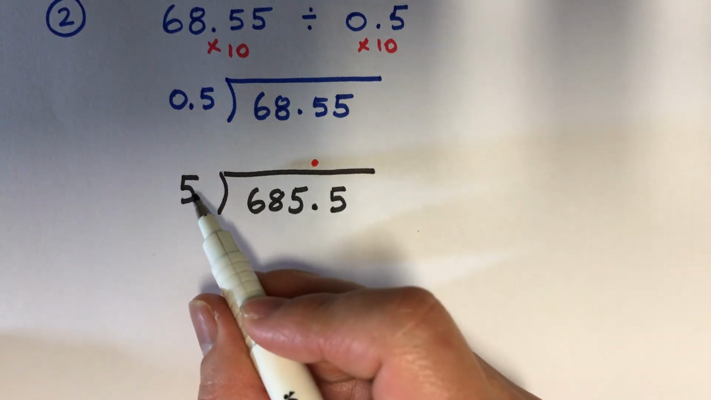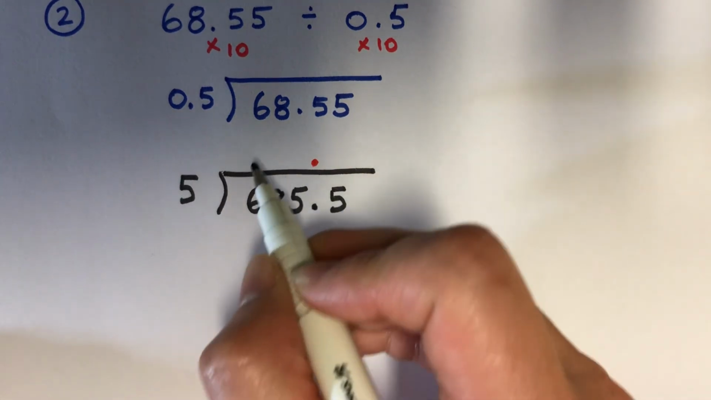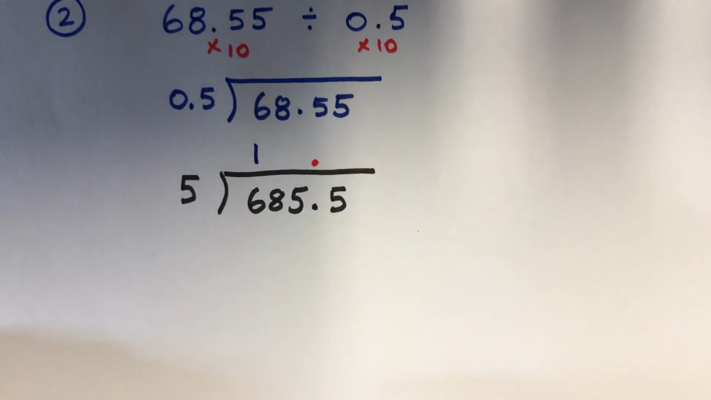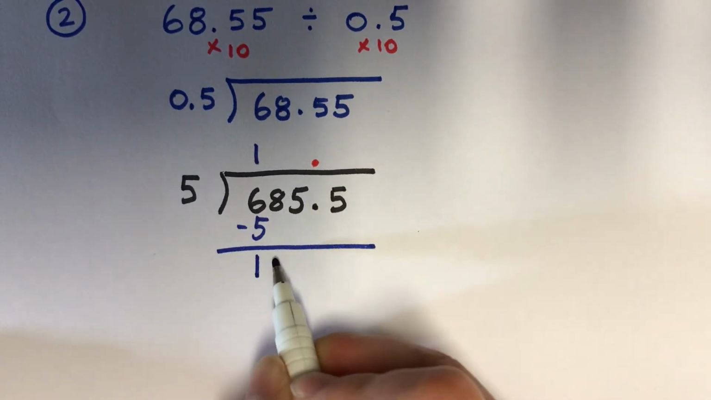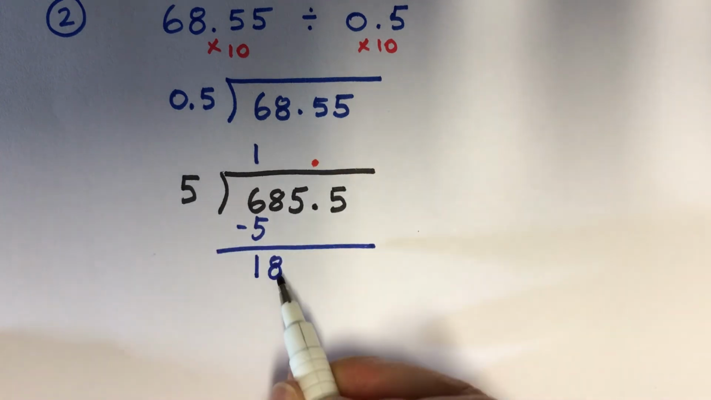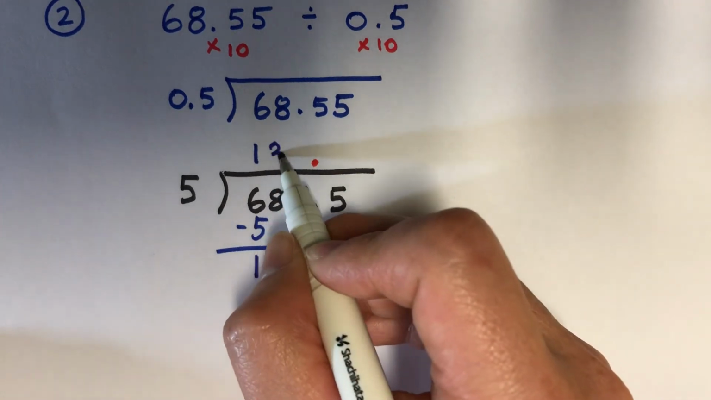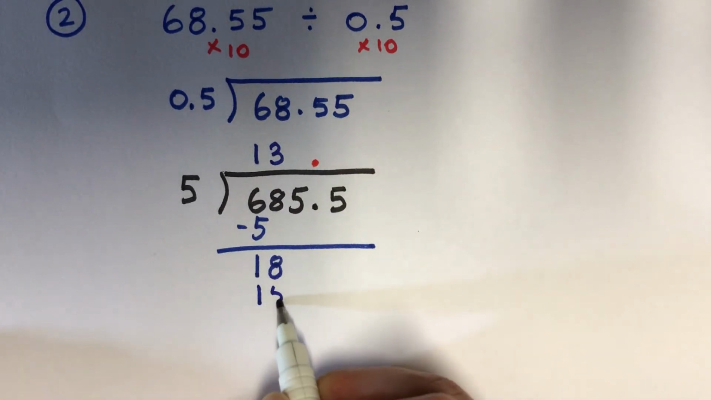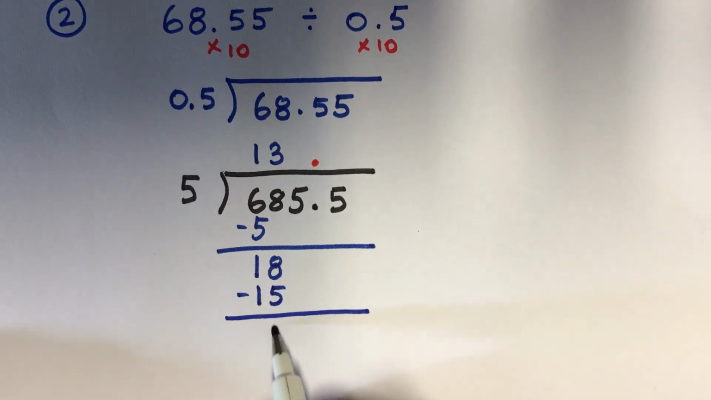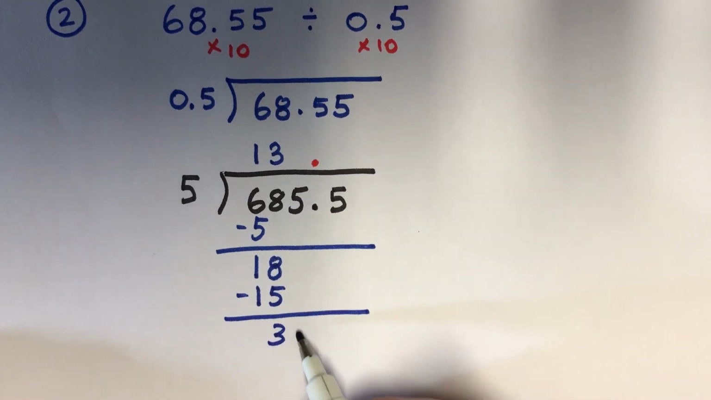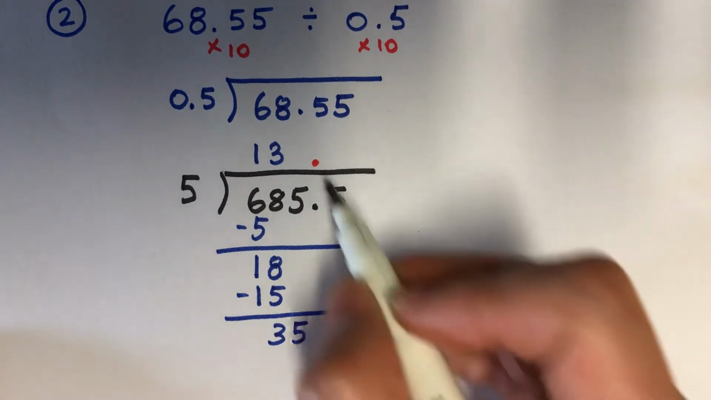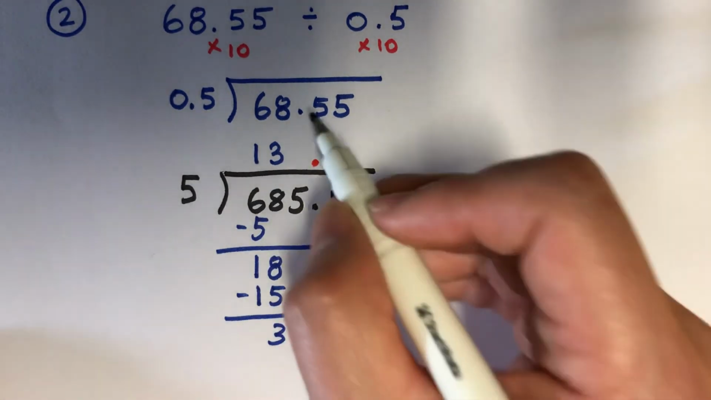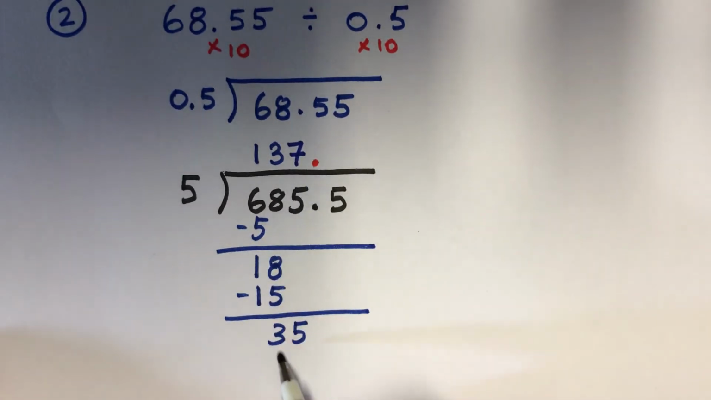So how many 5's go into 6? We've done it before, only once. And the 5, take it away, you've got 1, 8. How many 5's go into 18? 3 times, which is 15. So take away, I've got 3 left. And then I'm bringing it down because 5 cannot go into 3. And 5 goes into 35 exactly 7 times.